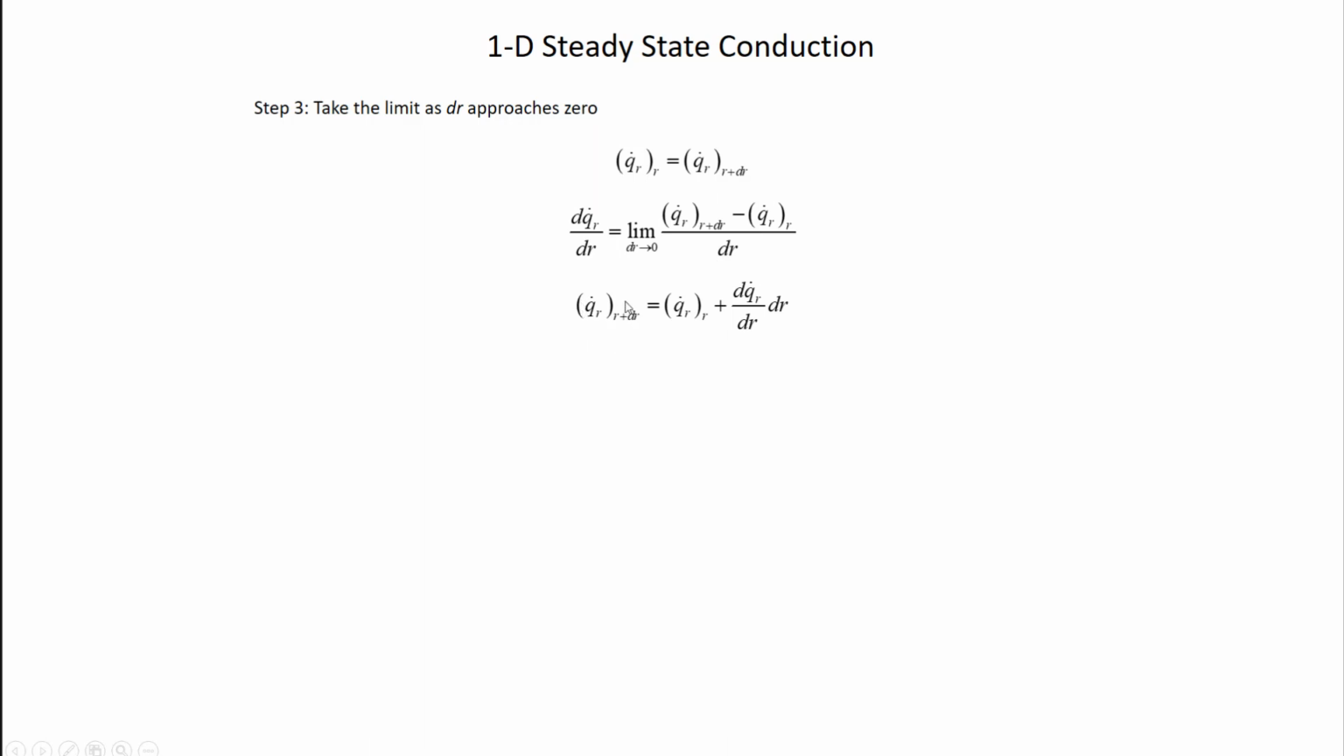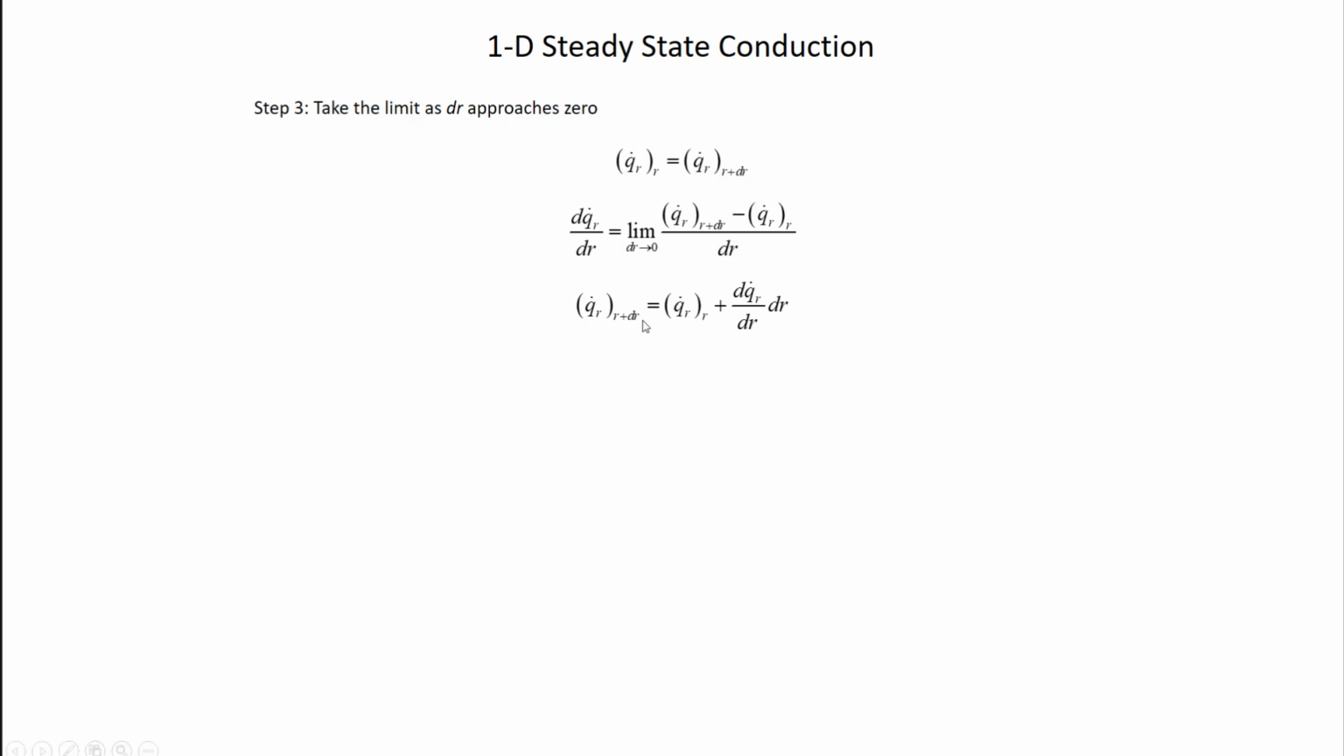And normally we don't go through this in such explicit detail, right? If you do this a couple times, you realize that when you take the limit as dr goes to 0, you're really just saying that q dot at r plus dr is q dot at r plus dq dot dr times dr. And you sort of get used to doing that pretty quickly. But that's the step, and that's really what you're doing. You can't write this equation unless you've mentally taken the limit as the thickness of that shell goes to 0.